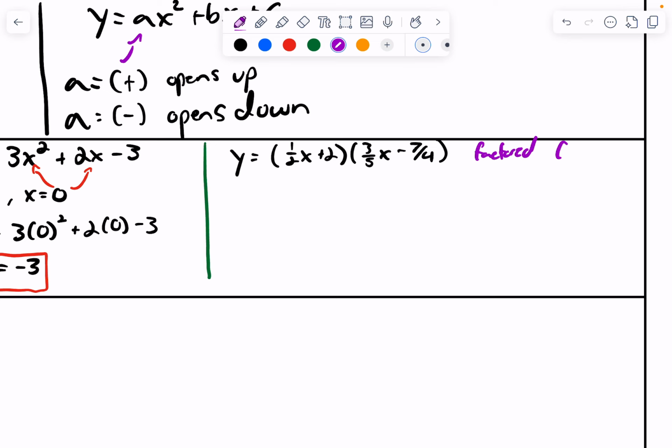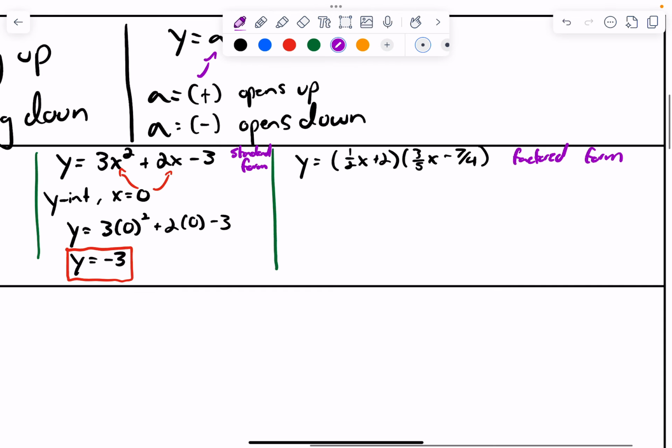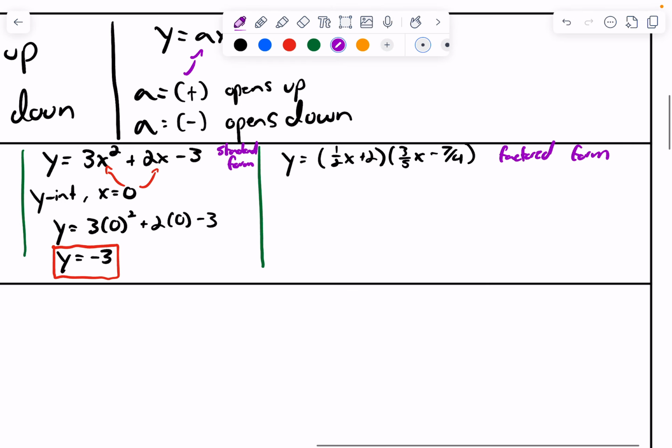Factored form. This was standard form, right? But they're both parabolas at the end of the day. They're still parabolas. So if I wanted the y-intercept here, again, same thing. The y-intercept occurs when x is 0. So just take that 0 and plug it in there for that x, and that x right there.